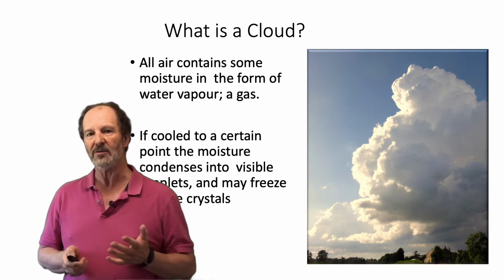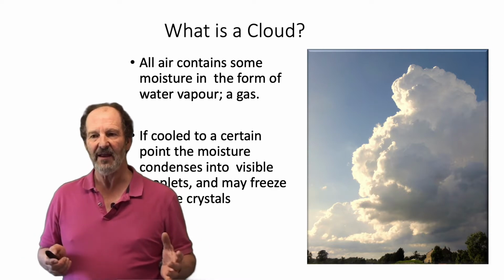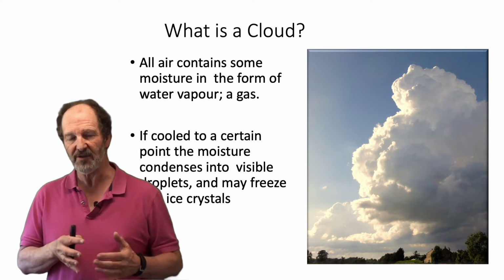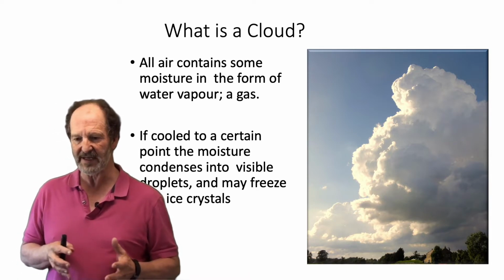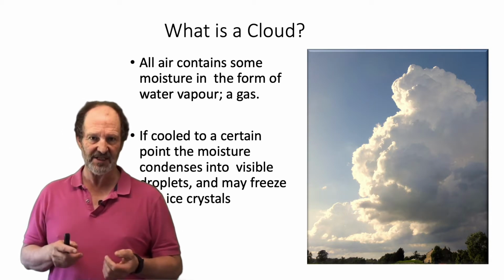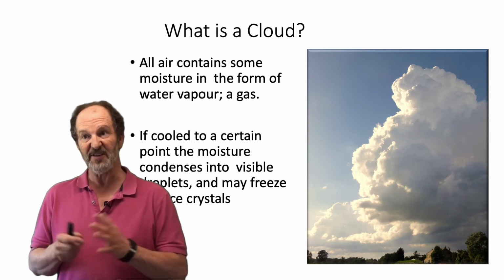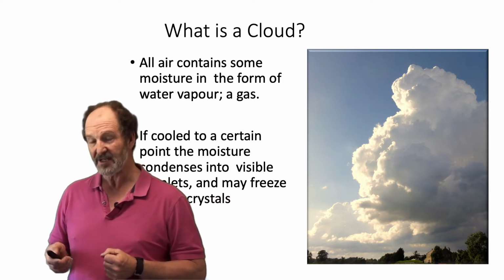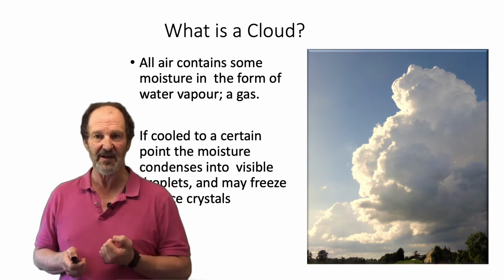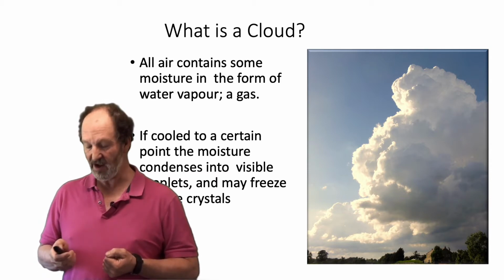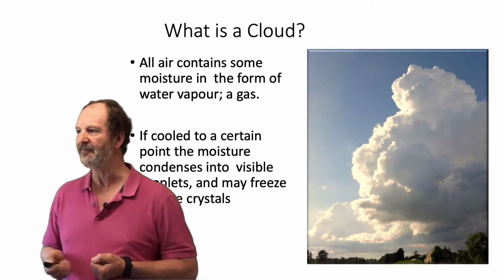If you cool any parcel of air, it eventually reaches a point where it can no longer hold the moisture as water vapour, as a gas, and it condenses out into visible droplets. And that's what we see as cloud. Usually they're water droplets. If it's high enough, they'll condense out and then immediately freeze into ice crystals. So that's what a cloud is. It's just basically a visible manifestation, if you like, of the water content of the air.